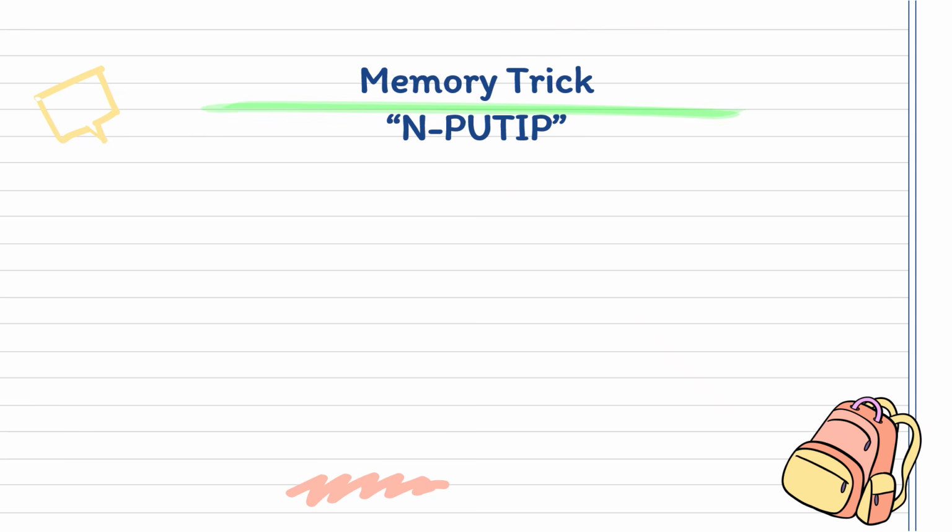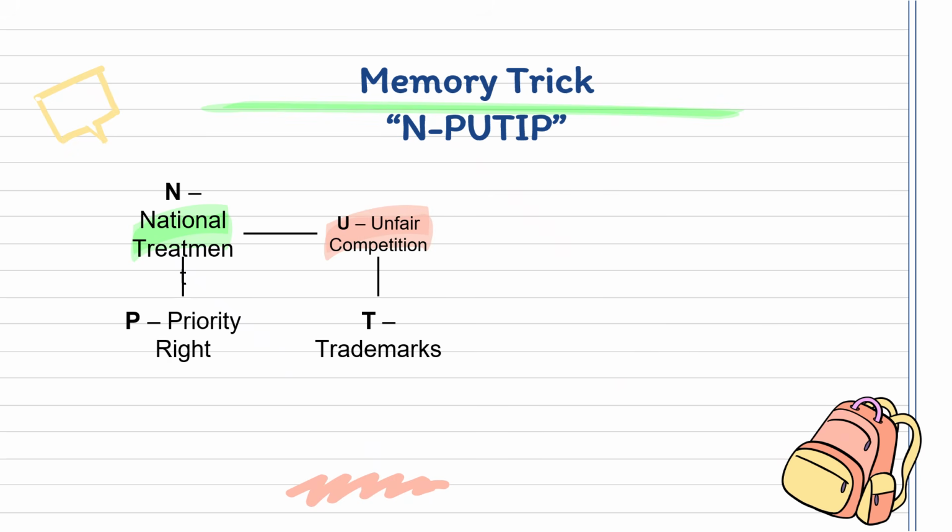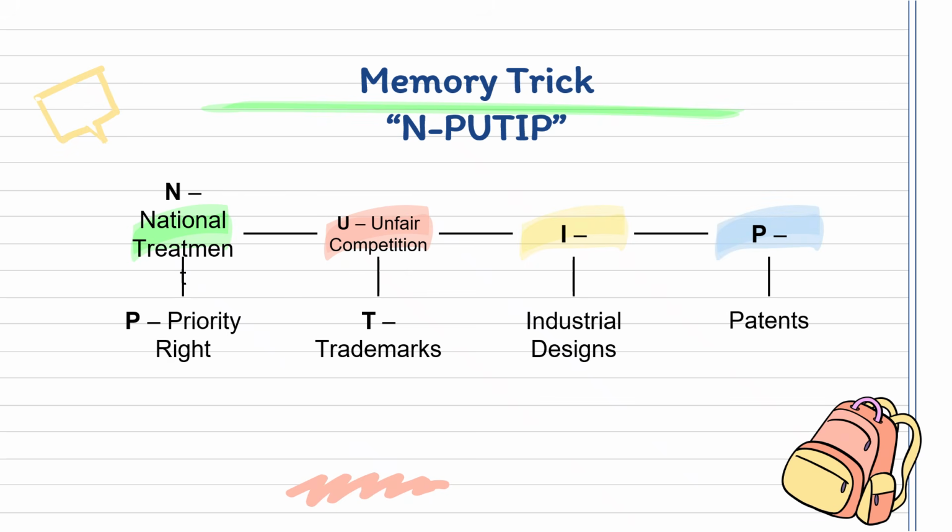So next slide. Memory trick. To remember everything, use this trick: N-PUTIP. N means national treatment, P means priority right, U means unfair competition, T means trademarks, I means industrial designs, P means patents. So that's your full answer in one line.